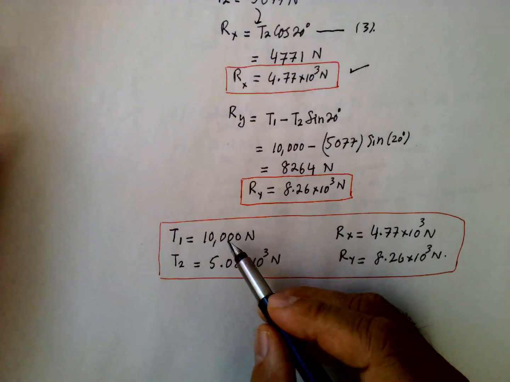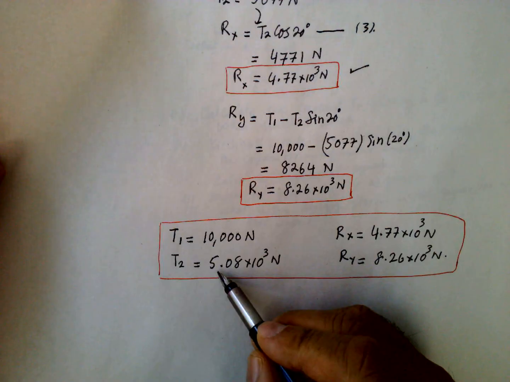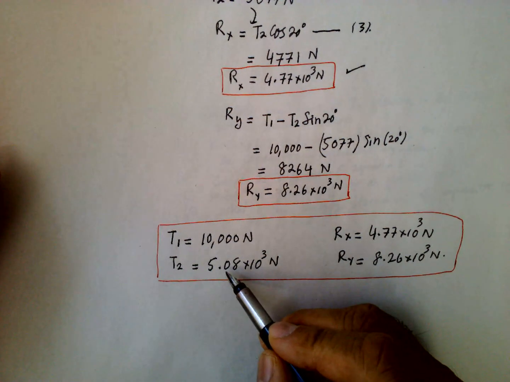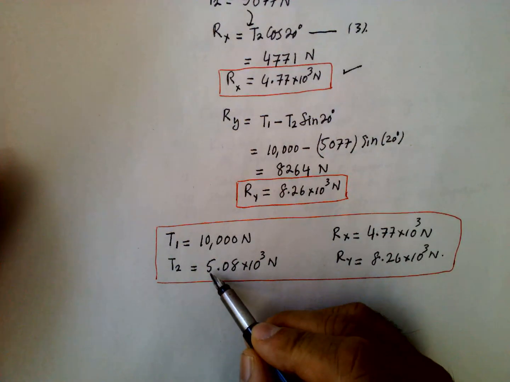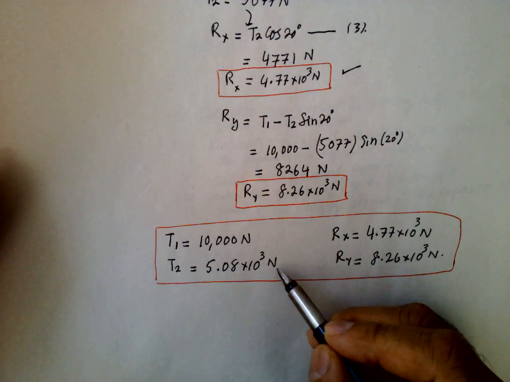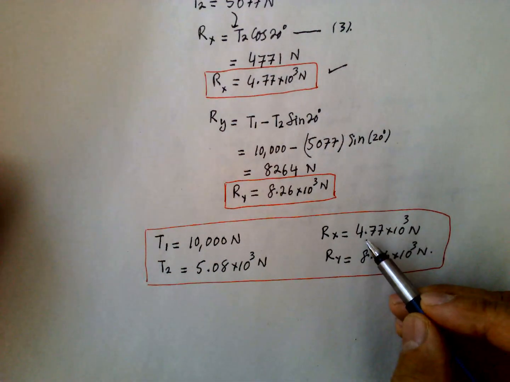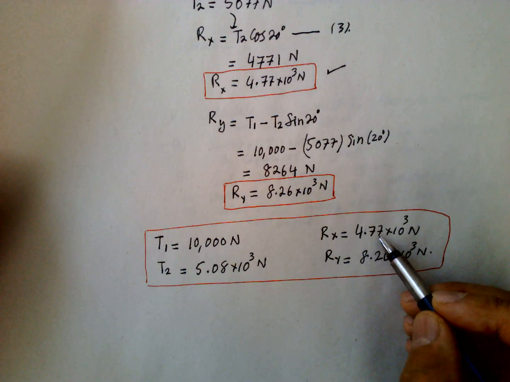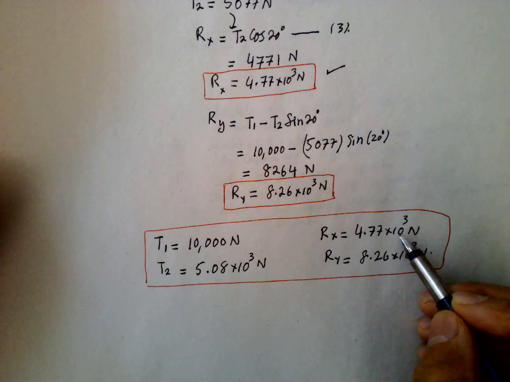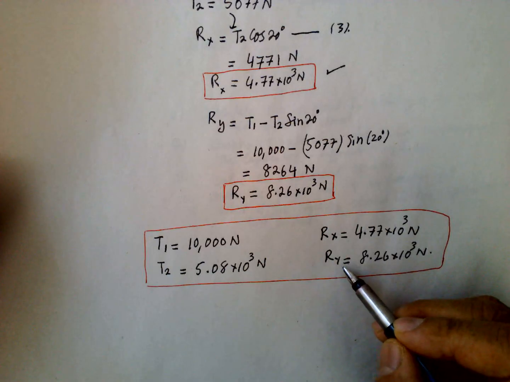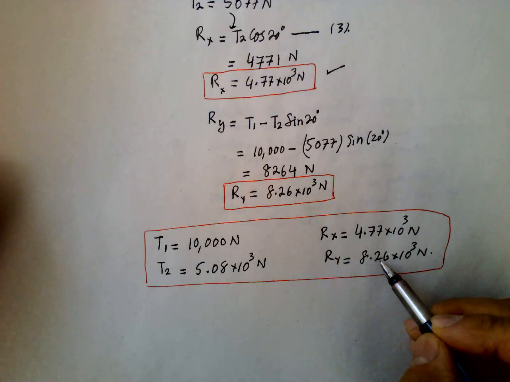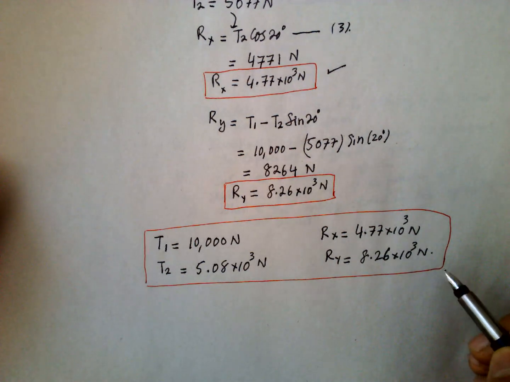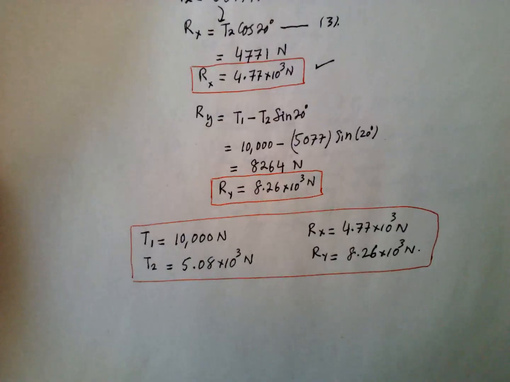So to sum up, T1 is 10,000, T2 is 5,077, or we can write 5.08 times 10 power 3 Newton. Rx is 4,771, or 4.77 times 10 power 3 Newton, and Ry is 8,264, or 8.26 times 10 power 3 Newton. So this is the answer of this question.